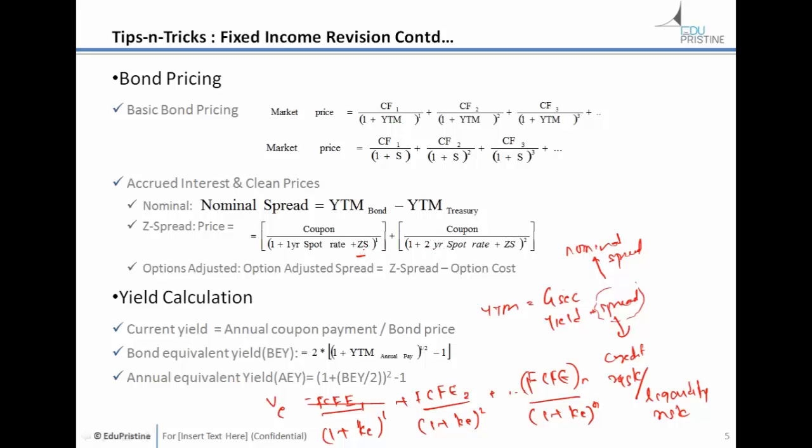However, this Z spread is going to be a common number, which when added to each of the spot rates gives me the YTM. So this cannot be a separate number for each of the coupons. It has to be the same number.